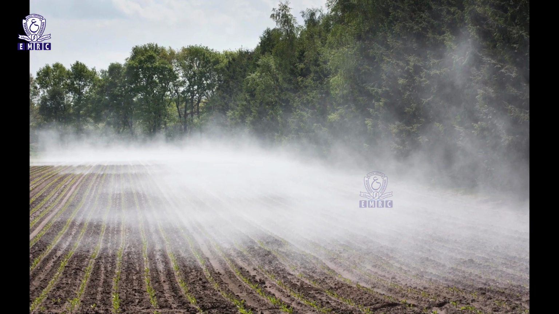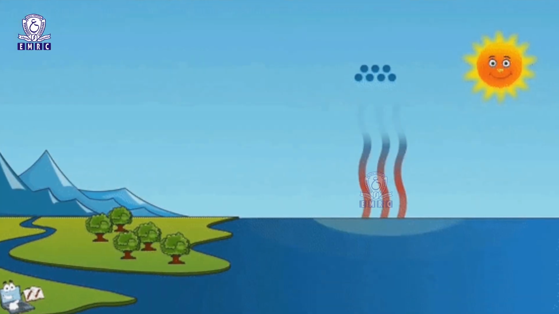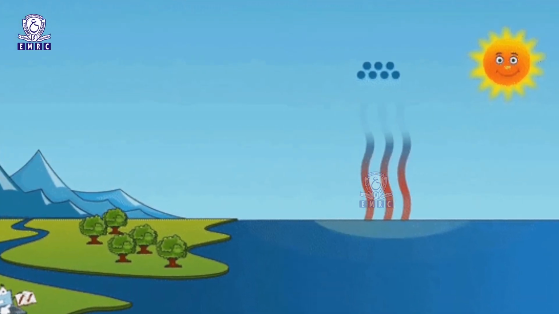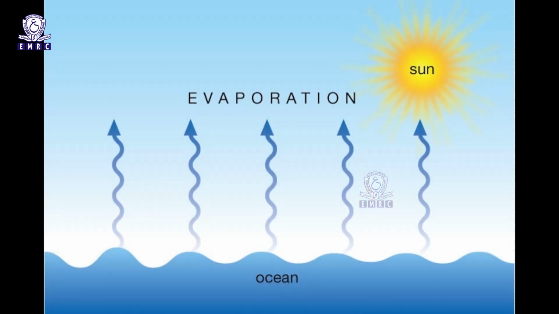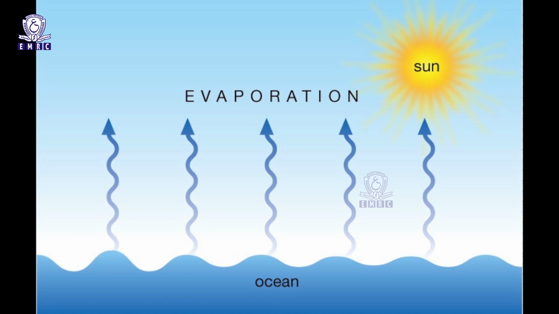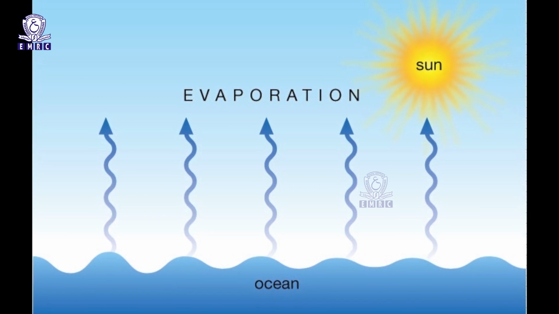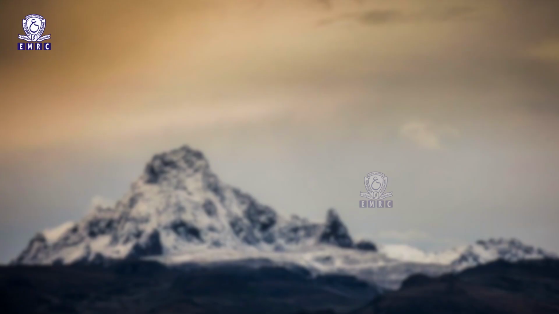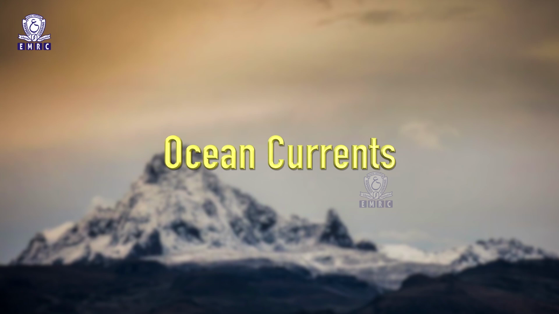But on the land surface, evaporation takes place only from wet ground, and that too during the period of sunshine. It is, however, interesting to note that in the wet tropics, evaporation from the continents is greater than that from the oceans. Ocean currents. Ocean currents move from one place to another in order to equalize temperatures.